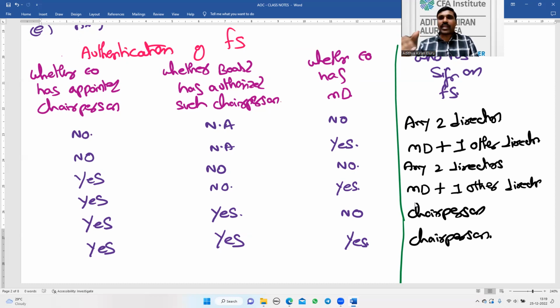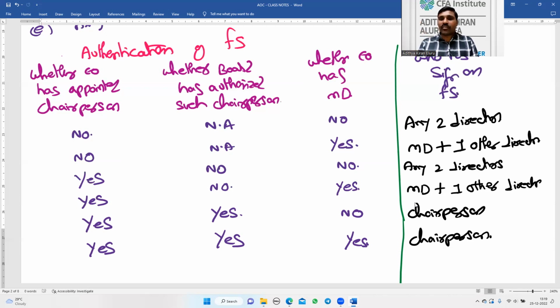Though the company has a managing director, if he has not been authorized by the board, in that case also it is the same. Having no chairperson, or having a chairperson but not authorized by the board, both are the same. Whether our company does not have a chairperson at all, or has a chairperson but the board of directors has not approved the chairperson, even then the position is the same. If the company has a chairperson and the board also authorizes such chairperson, then we need not look at the managing director.